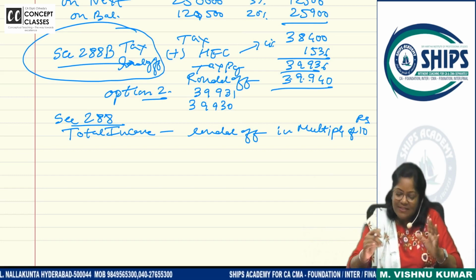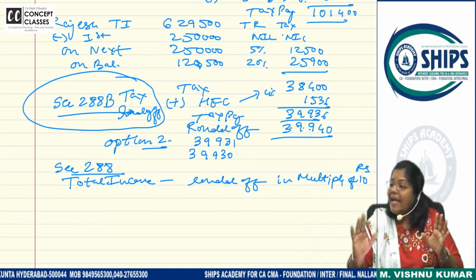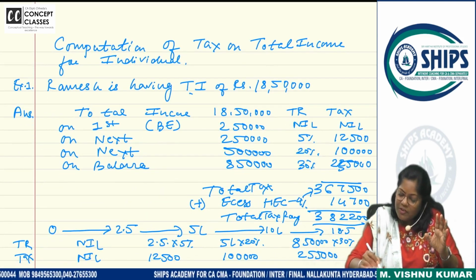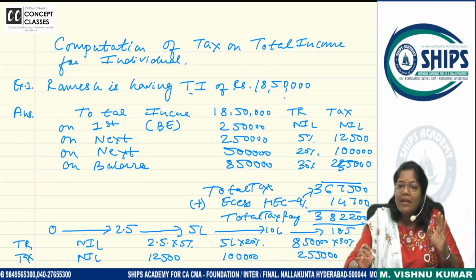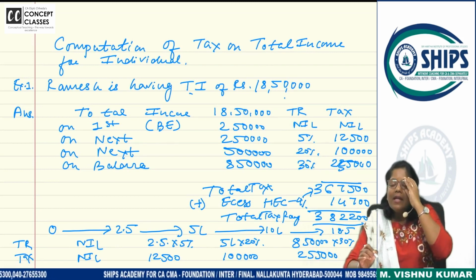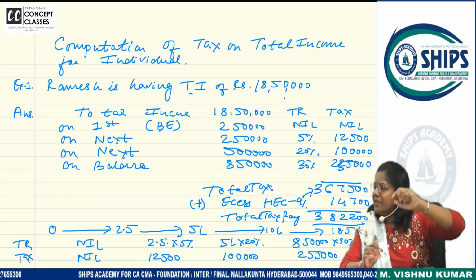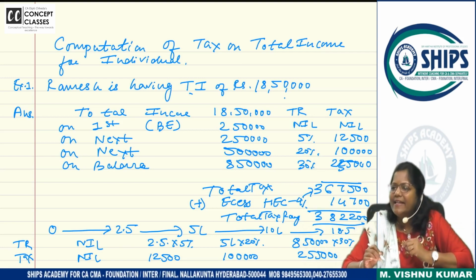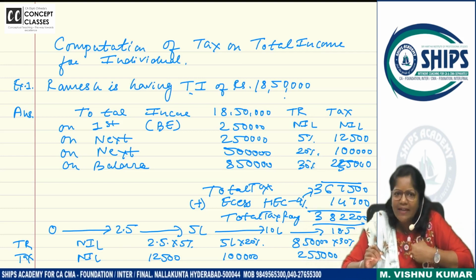Again, these two things are different. Tax to round off hoga. Go back to your basics. What was total income for Ramesh? 8,50,000. This income also, if it is not in tens, you have to round off in tens and then start calculating the tax. Am I clear now?